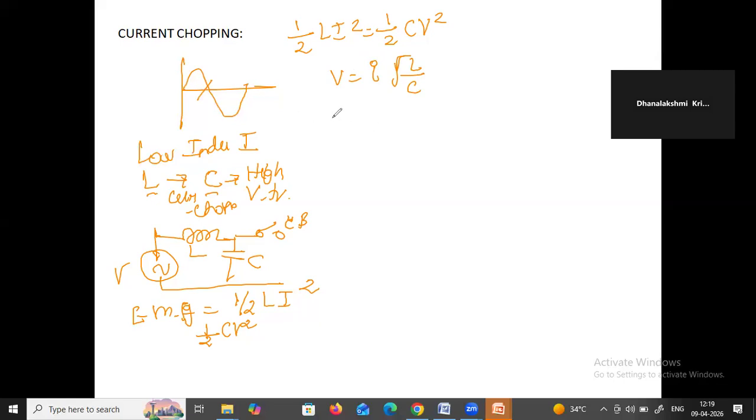The effects of current chopping are high overvoltage, damage to insulation, stress on equipment, and it may cause restriking voltage. Current chopping occurs mainly in air blast circuit breakers, because they interrupt low inductive current. This is the waveform of current chopping.